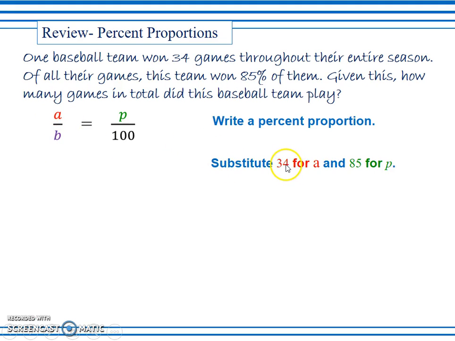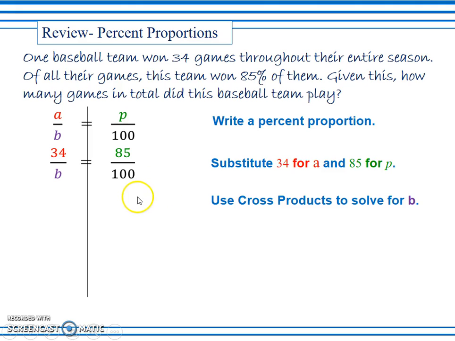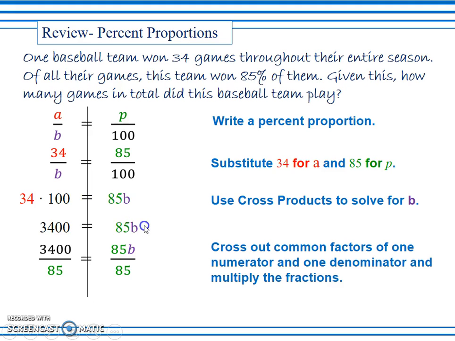So we're going to substitute 34 in for the games they won and 85 in for our percent, and then we're going to solve for B. In this case, I'm using cross products. So I did 34 times 100 equals 85 times B, and I solved for B, and I found out that there are 40 total games.